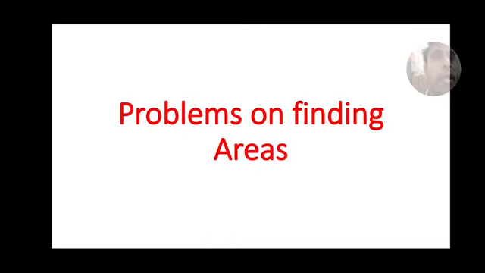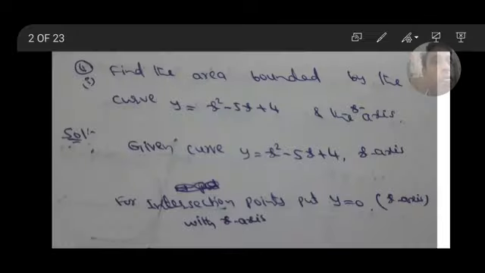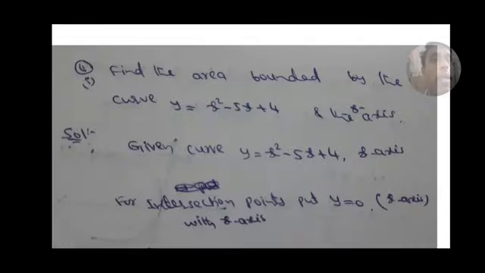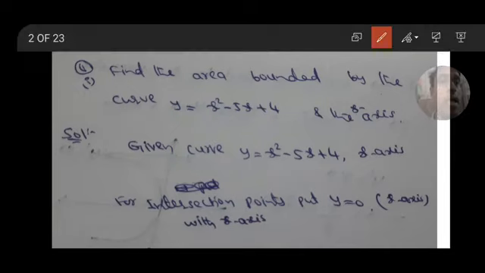Students, today we are going to continue with some more problems on areas. First problem in this class: the area bounded by the curve y equals x square minus 5x plus 4 and the x-axis. So here the curve is y equals x square minus 5x plus 4 and the axis is the x-axis.